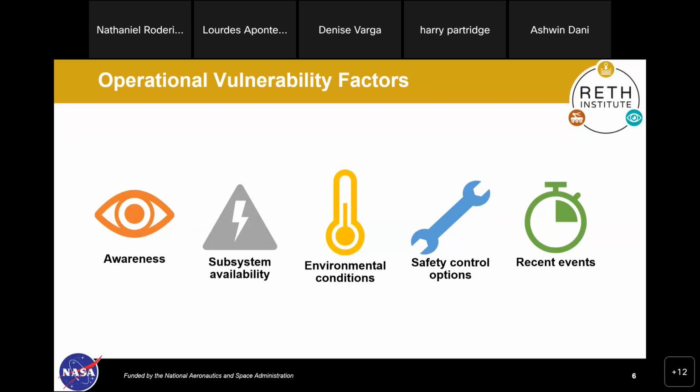So the factors are awareness. This is the ability of the habitat to detect faults and diagnose them. Subsystem availability, which refers to the functionality of components within the habitat and the availability of limited resources. Environmental conditions, which refers to the ambient circumstances inside and outside the habitat. Safety control options, which refers to the set of controls of repair and response actions that we can perform at a given point. And recent events is a catch-all factor that refers to lingering off-nominal conditions from previous events. It could be something like a transition that we initiated purposefully, or it could be another disruption scenario that occurred and has not fully resolved yet.